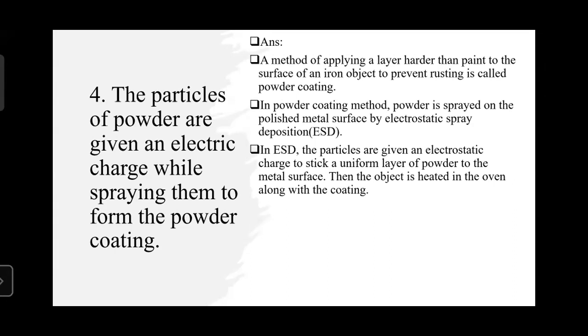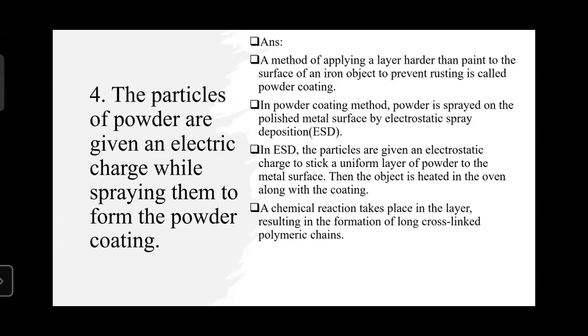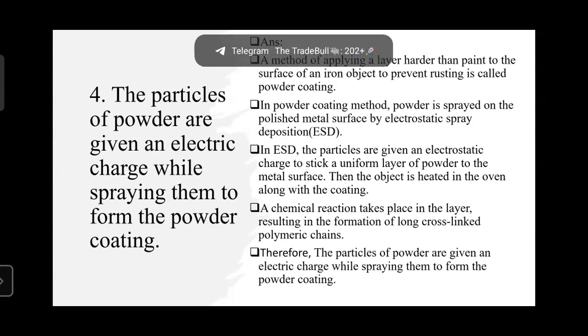Then the object is heated in the oven along with that coating. The chemical reaction takes place in the layer, resulting in the formation of long cross-linked polymeric chain. Therefore, the particles of powder are given an electric charge while spraying them to form a powder coating.